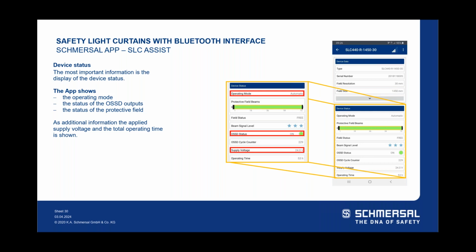OSSD status, your supply voltage. I talked about your OSC. How many times is that OSSD, the counter, how many times is it turned off, turned on? Operating time, again, we talked about potential maintenance. If you wanted to schedule it for, let's just say, every 100 hours, 200 hours, you can see how long those light curtains have been operating, okay?